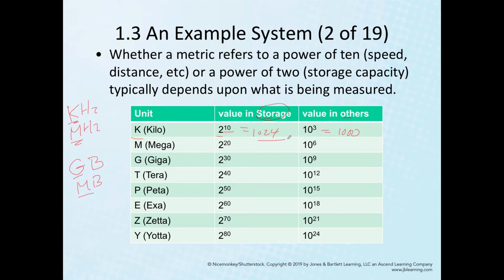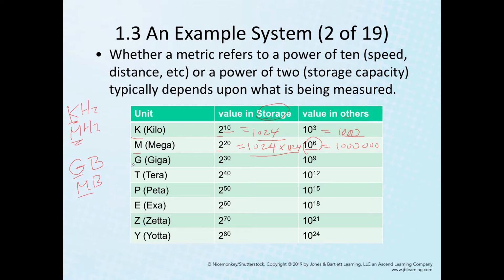So as you can see, there is a difference between the same unit specification, and depending on which unit you use, the value is different. In storage, mega means 2 to the 20th power, which is 1024 times 1024, which is over 1 million. But if you use mega as a clock speed, 1 megahertz, the mega means exactly 1 million. So we have a difference there.